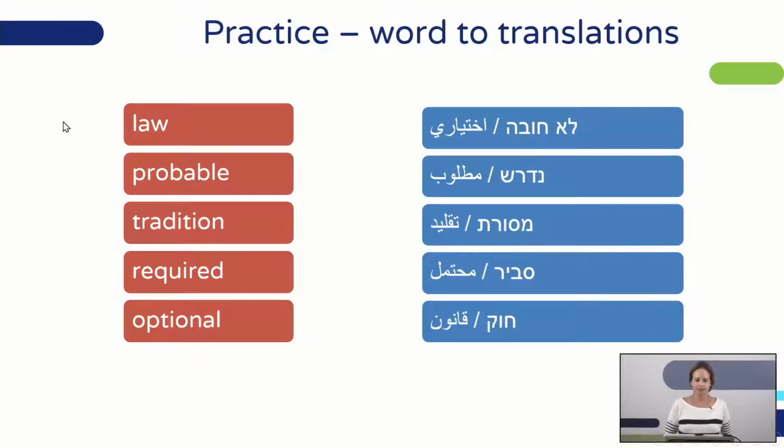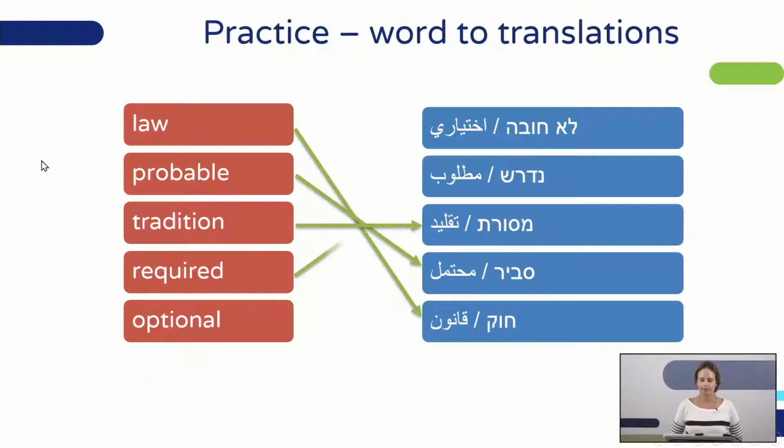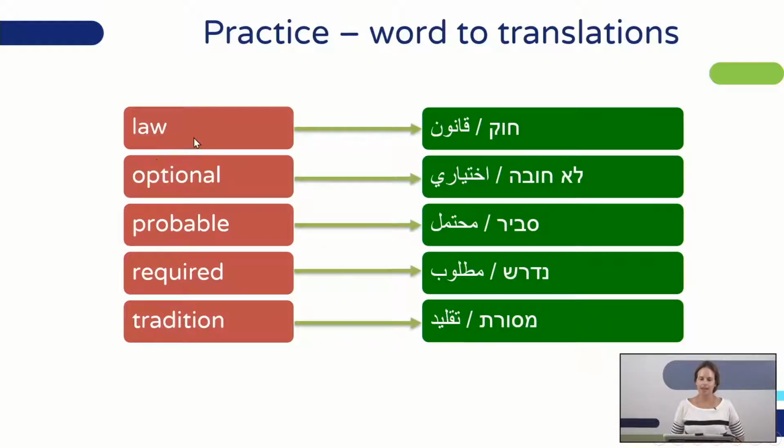Now we're going to practice the next 5 words, okay? Law. What is law? Do you remember the translation? Chok. Probable. Severe. Tradition. Masoret. Required. Nidrash. Optional. Lo chova. Right? Now in this slide, we have, again, English and Hebrew and Arabic. So law is chok. Optional, lo chova. Probable, severe. Required, nidrash. Tradition, masoret.